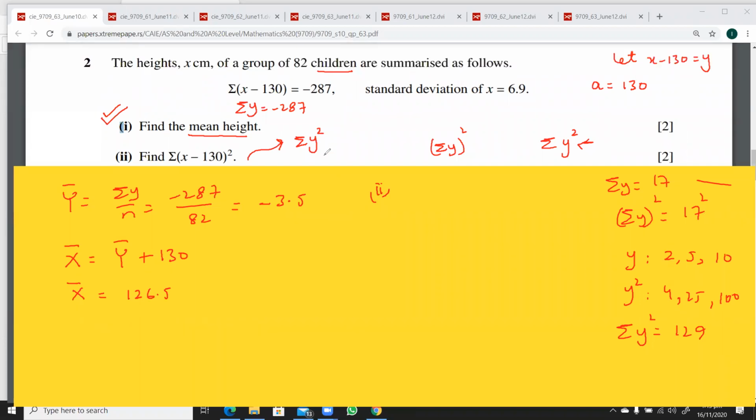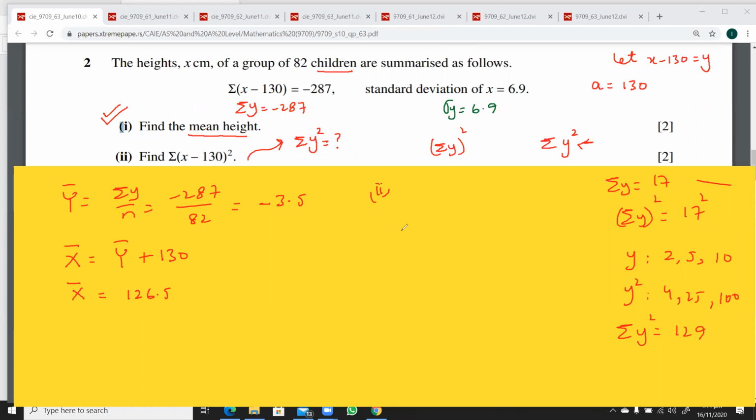Now, sigma (x − 130) squared should mean to you that you have to find sigma y squared. When it says the standard deviation of x is 6.9, you can say, no problem, that means the standard deviation of y is also 6.9. Am I right? If the original standard deviation is 6.9, then the coded standard deviation should also be 6.9.